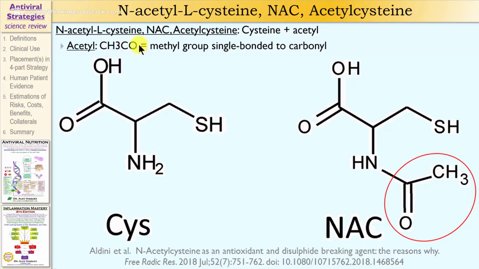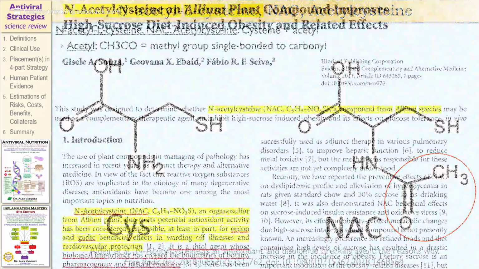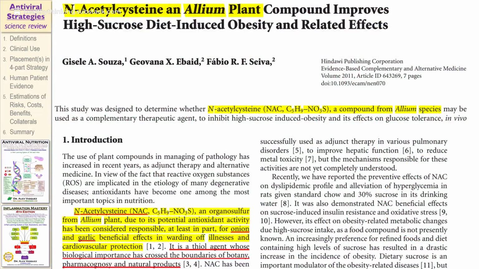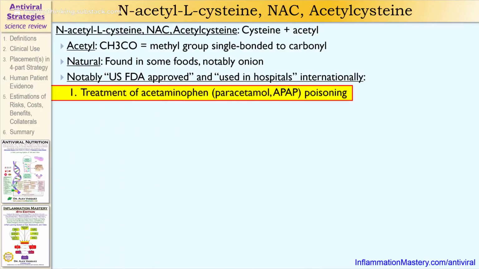So the acetyl group itself is actually quite small, as you can see represented here. Acetylcysteine is natural. It is found in some foods, most notably onion and garlic. Acetylcysteine is FDA approved and used in hospitals internationally, mostly for the treatment of acetaminophen or paracetamol poisoning. Generally speaking, it's more than 97% effective if administered within 8 hours of the poisoning.